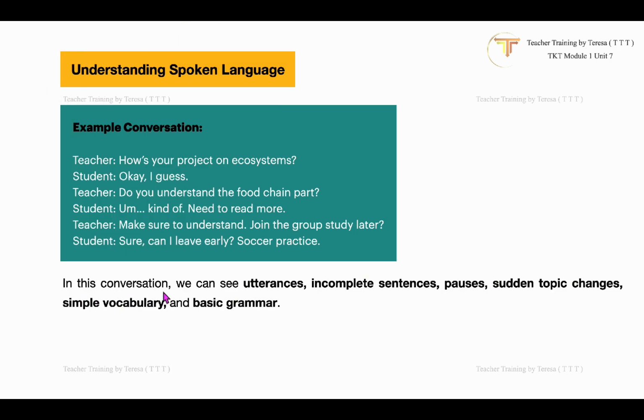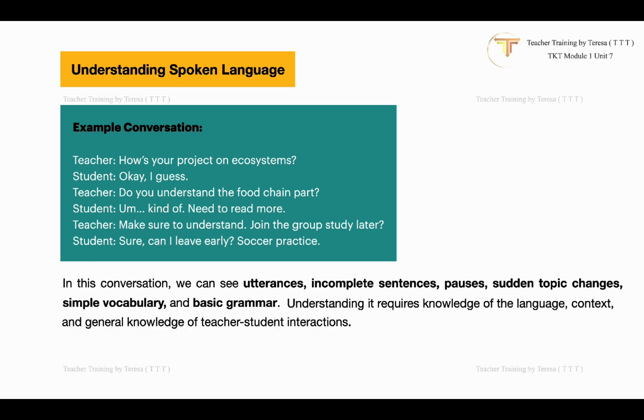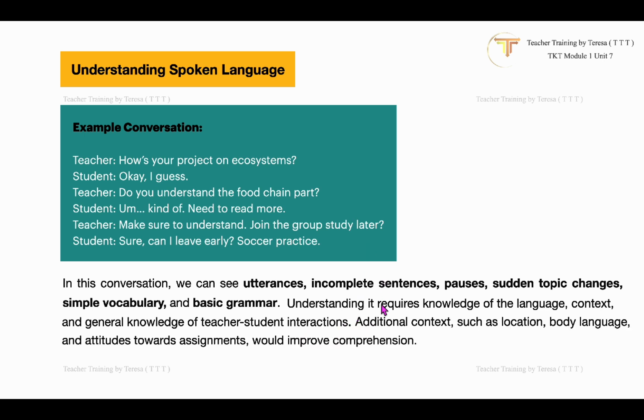In this conversation, we can see utterances, incomplete sentences, pauses, sudden topic changes, simple vocabulary, and basic grammar. Understanding it requires knowledge of the language, context, and general knowledge of teacher-student interactions. Additional context, such as location, body language, and attitudes towards assignments, would improve comprehension.